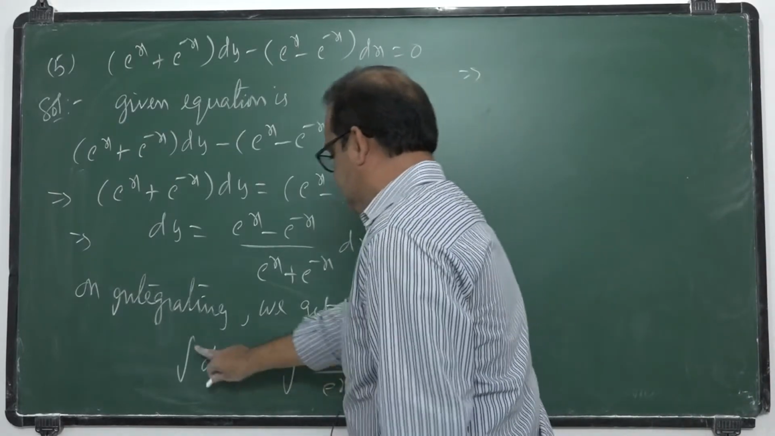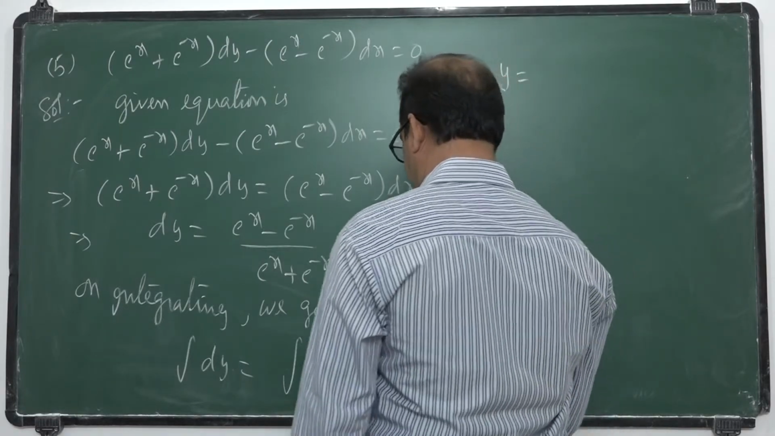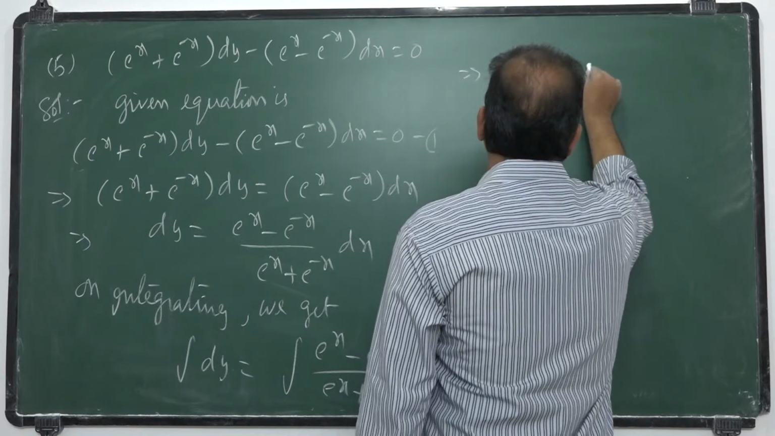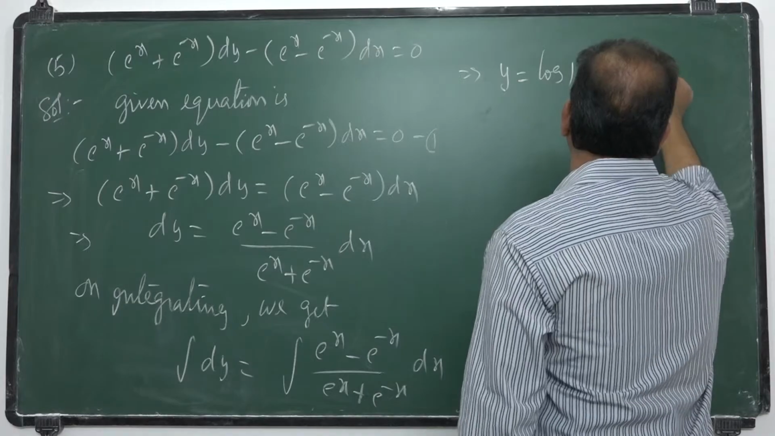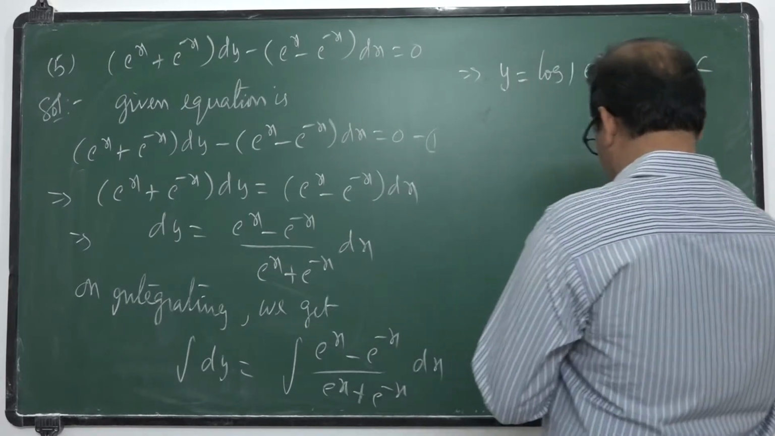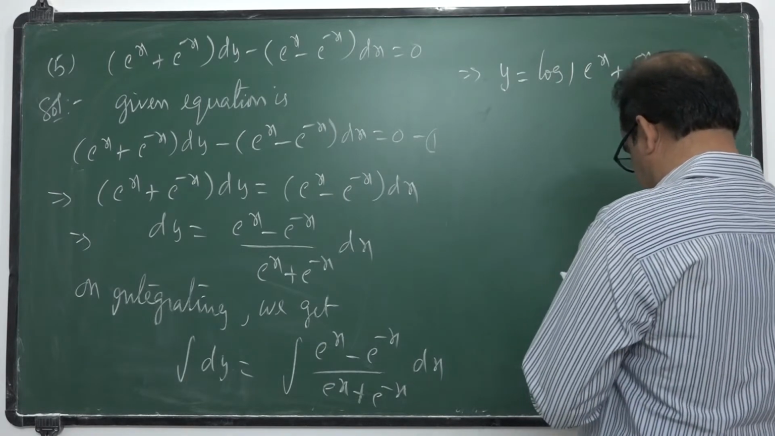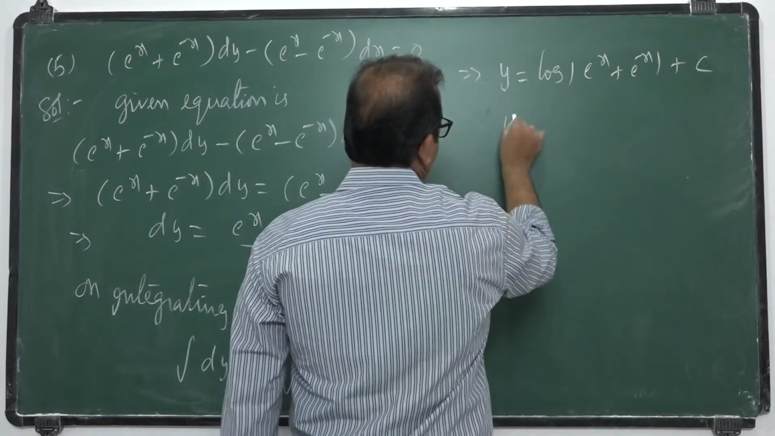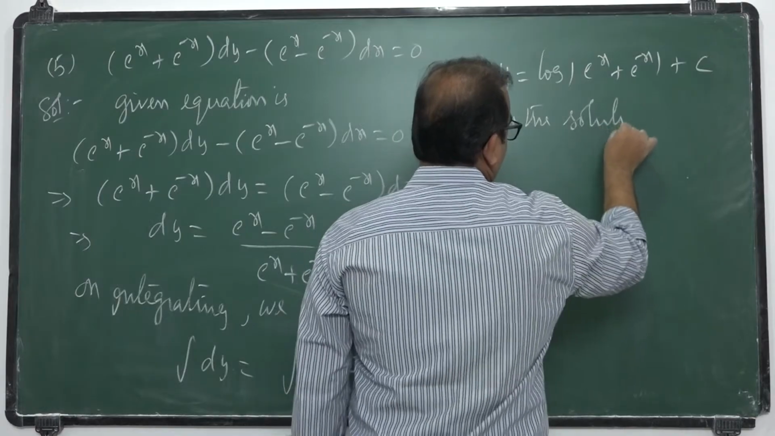In LHS, integral 1 dy by y is equal to log of e power x plus e power minus x plus c. That is the solution of equation 1.